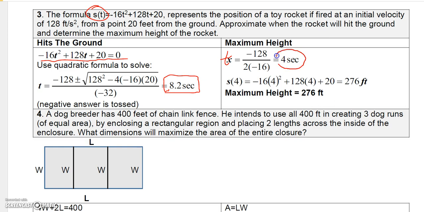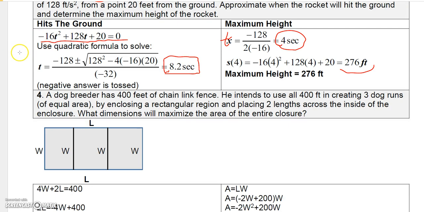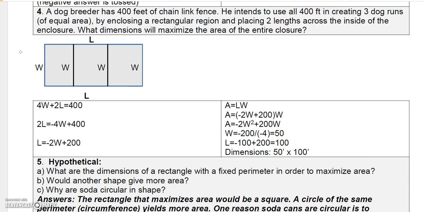So the rocket reaches maximum height at 4 seconds. And then if you want to actually know the maximum height, that's not the maximum height, that's just when it reaches it. If you want to know the maximum height, just plug 4 back into this function, and so you'll get -16 times 4 squared plus 128 times 4 plus 20, and you'll get 276 feet for the actual maximum height. All right, I've got one more here.